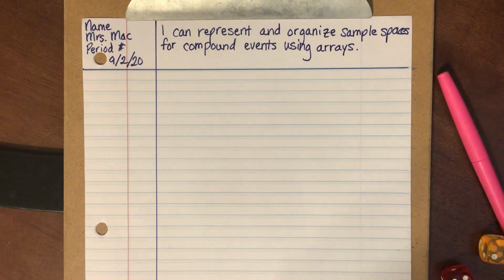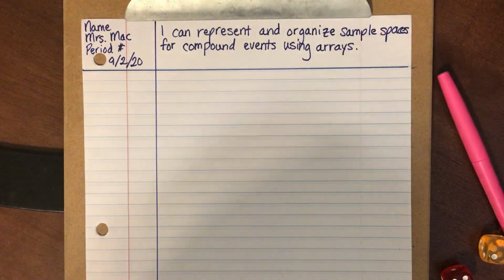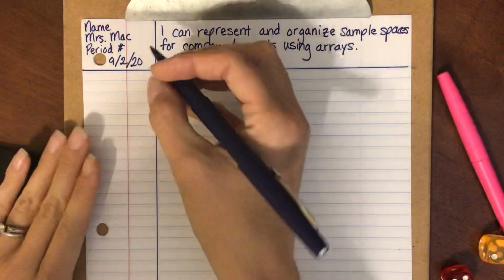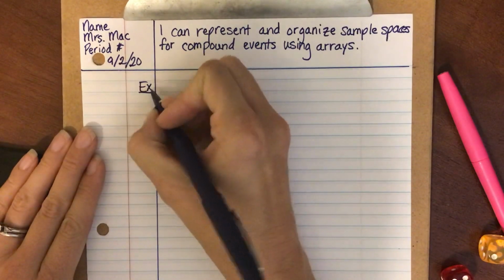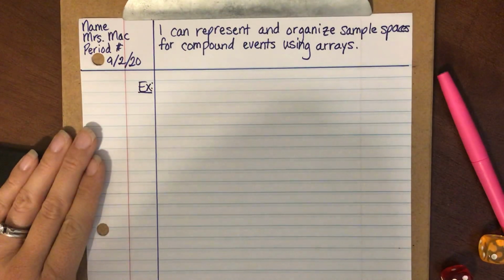Okay, instead of starting with definitions, I'm just going to start with some examples so that you get an idea of what compound probability is and also what arrays are. You've actually been using arrays since elementary school, but you may not remember that is what they are called. Okay, so let's take a look at an example first.